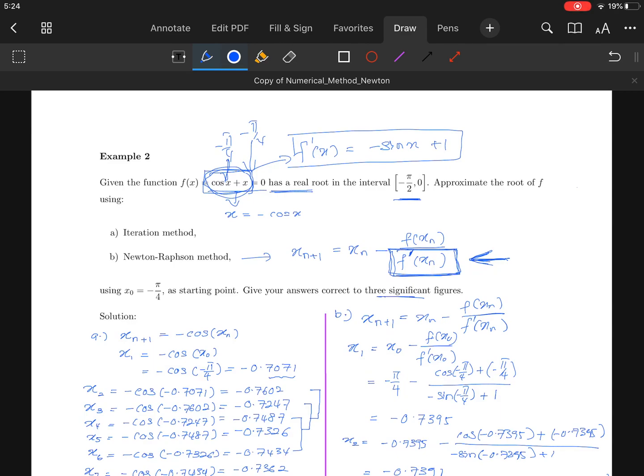So I think I stop here. Just a quick example for this lesson. Make sure you know how to apply Newton's method. We'll discuss more about the convergence rate and so on in class. Okay, I stop here.